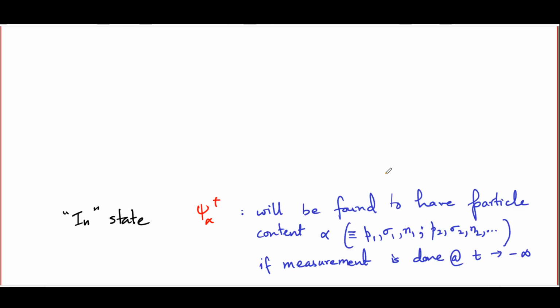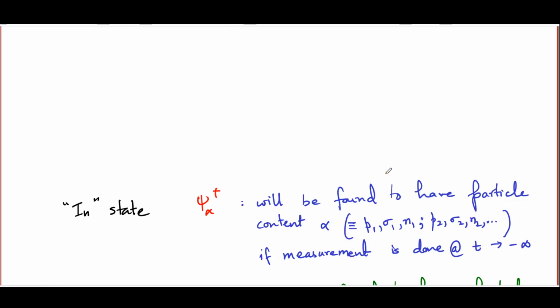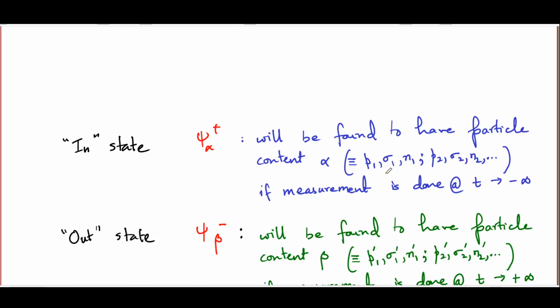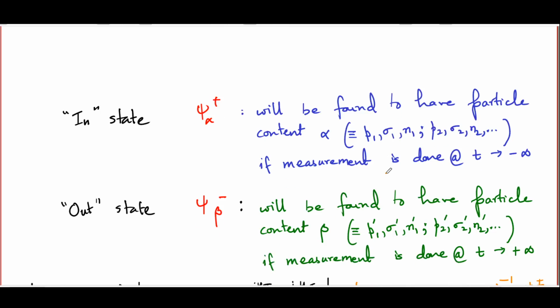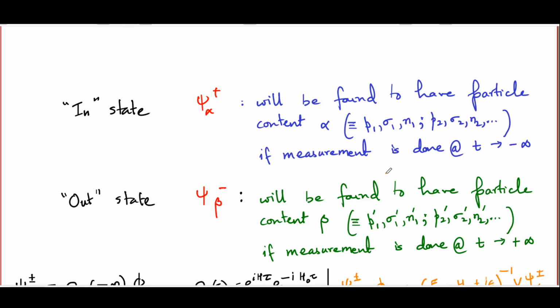A counterpart to the in states are the out states, and they are denoted with a minus in our notation. Psi beta minus will be found to have particle content beta, that is P1 prime, sigma 1 prime, N1 prime, P2 prime, sigma 2 prime, N2 prime, and so on, if the measurement is carried out in the remote future, that is in the limit t goes to plus infinity.